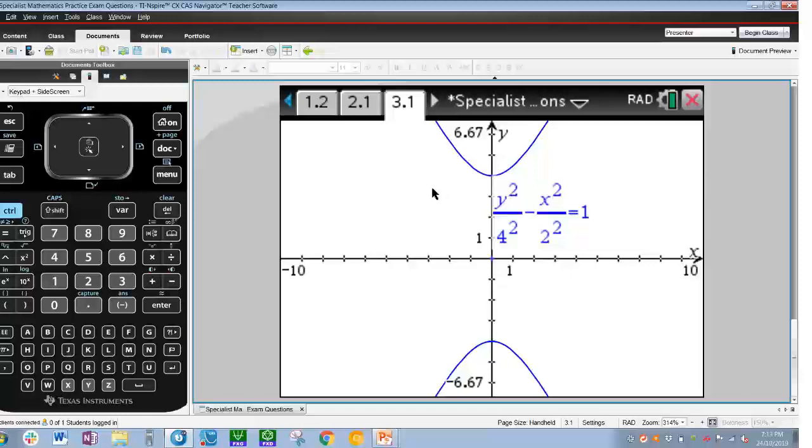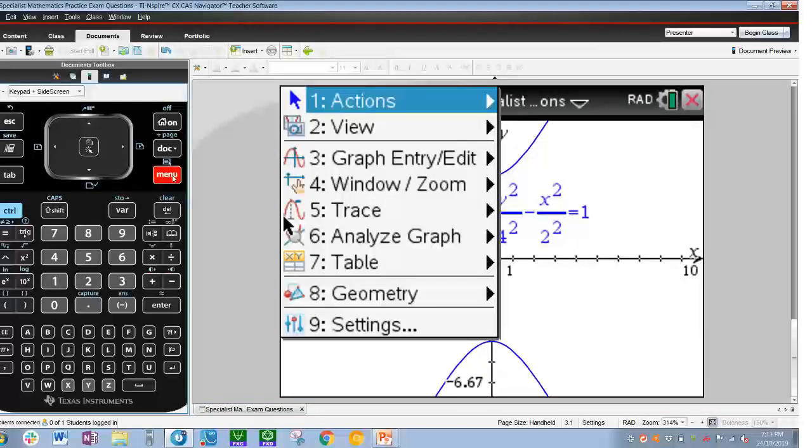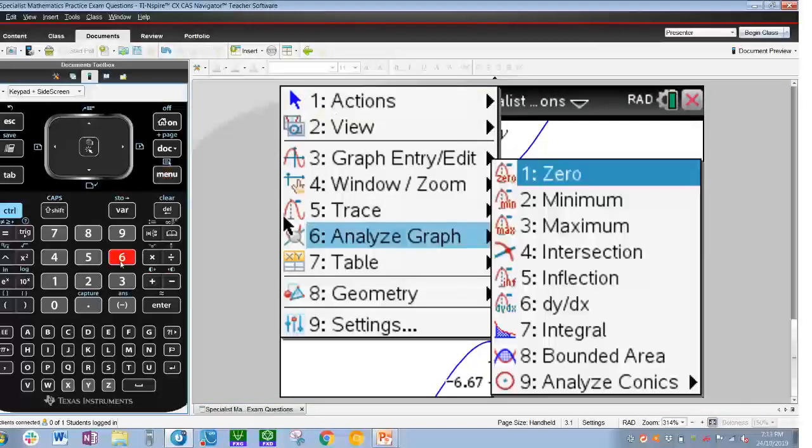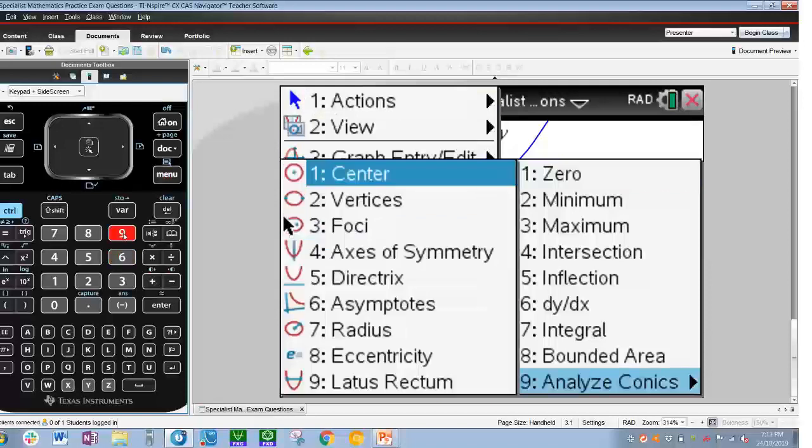But how do we figure out what are the possible values of the gradient? Well, a little known fact about the CX-CAS is that it can find and analyze the asymptotes of a hyperbola. And the way we do that is we press menu, 6 for analyze graph, 9 for analyze conics, and 6 for asymptotes.